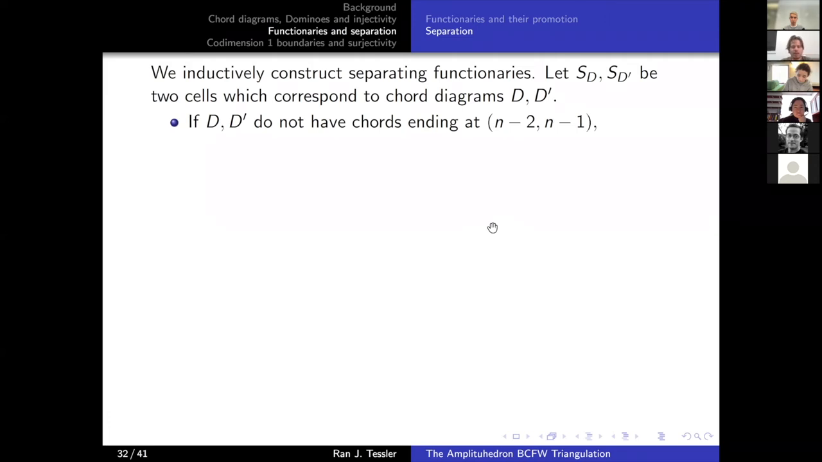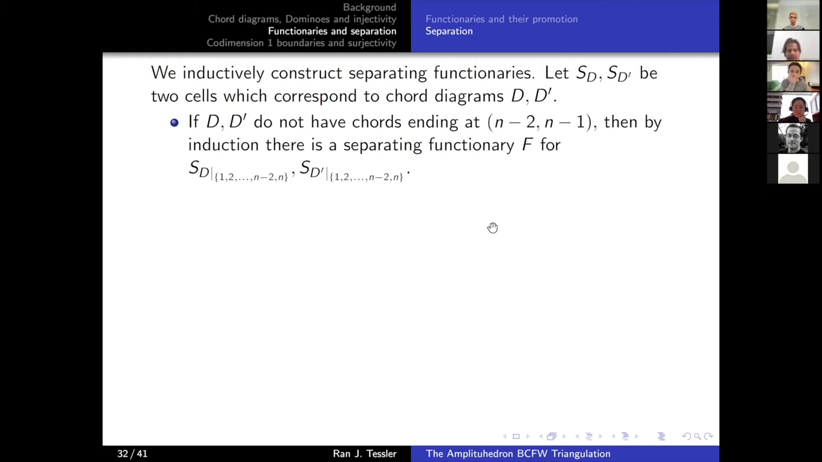Now, the first case is that D and D prime do not have chords ending at n minus two and n minus one. By induction, there is a separating functionary for the smaller chord diagrams obtained by erasing the marker n minus one. We don't use it, so we don't care about it. And it turns out that the same functionary separates between SD and SD prime. Now you could say, how can I talk about the same function applied to different spaces? But it's like with twistor coordinates. You can define the twistor coordinate I, J, K, L whenever your index set contains I, J, K, and L. So that's what I mean by saying that the same functionary separates two cells which come from different spaces.